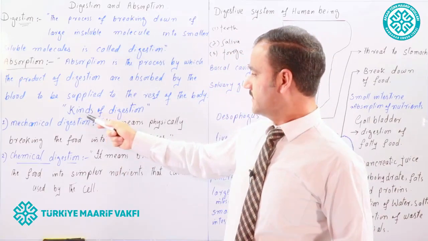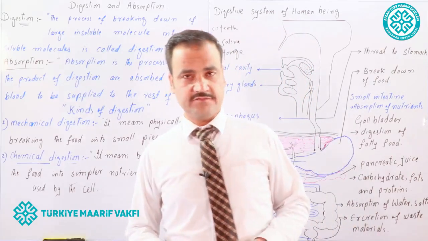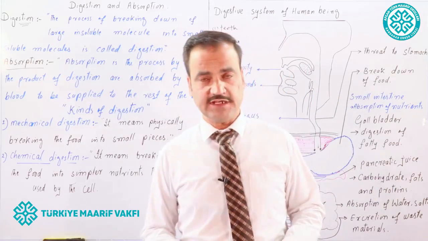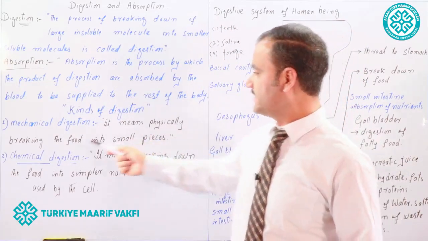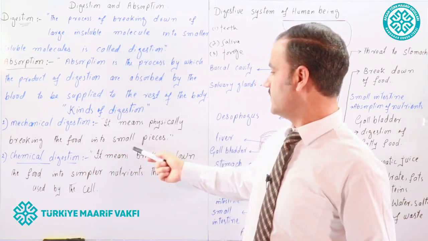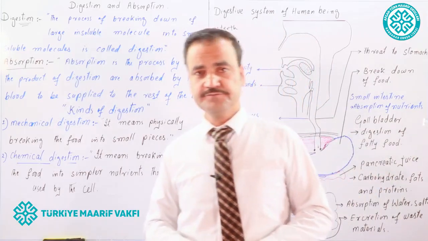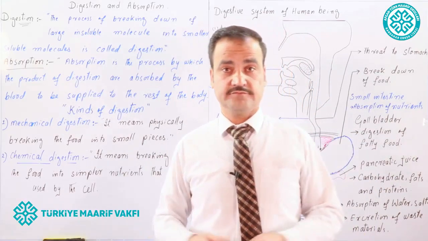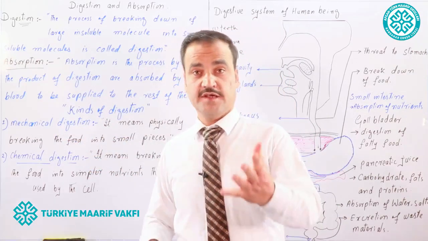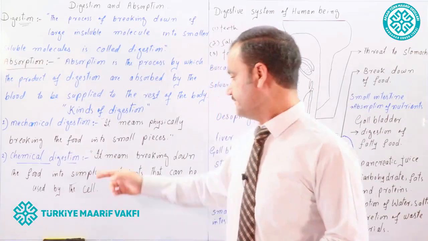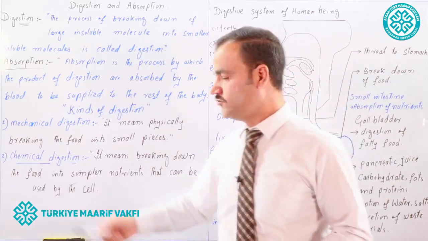Okay, after that, kinds of digestion. There are two kinds of digestion, mechanical digestion and chemical digestion. First, we will define mechanical digestion. It means physically breaking the food into small pieces. Very simple. When we chew our food, that is an example of mechanical digestion. What is chemical digestion? It means breaking down the food into simpler nutrients that can be used by the cell.